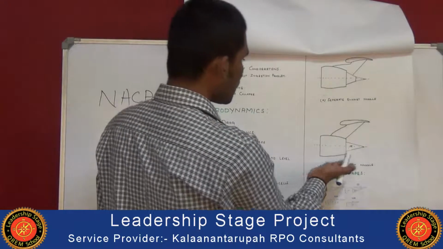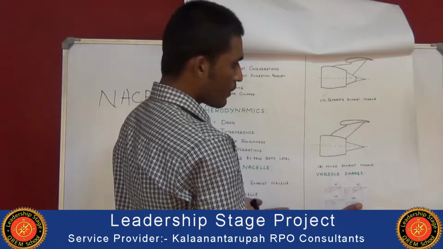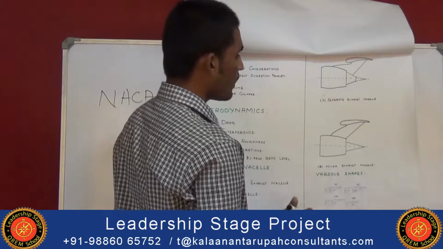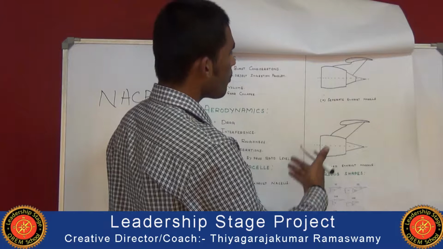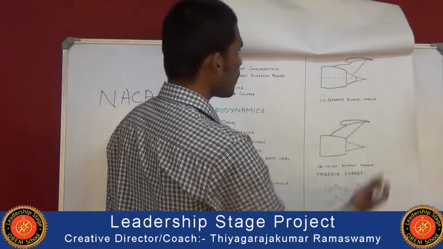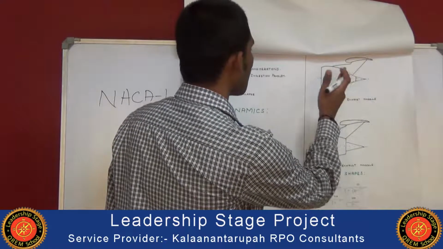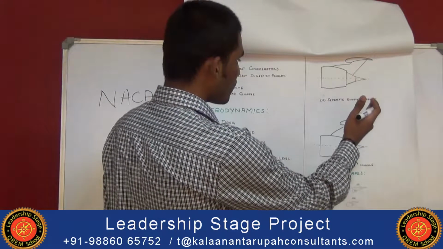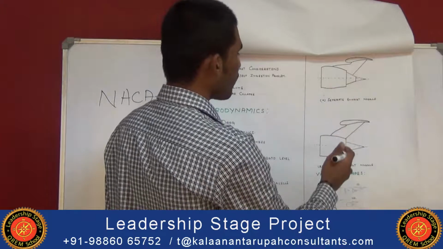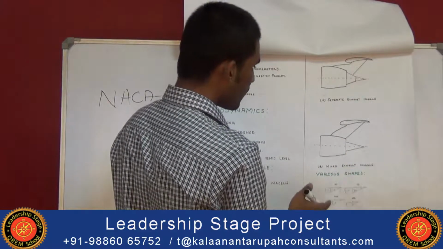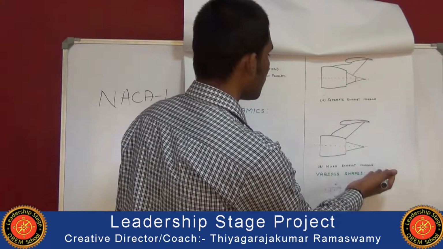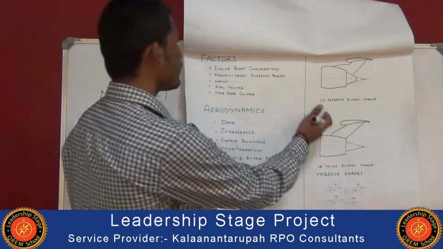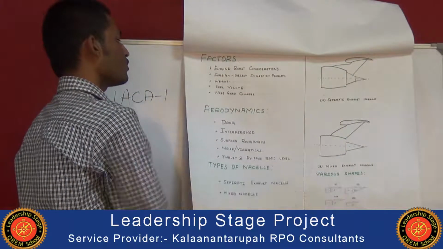And next one is the mixed exhaust nozzle. In the mixed exhaust nozzle, the exhaust of the thrust within the engine is at low velocity, and it gives better performance compared to the separate exhaust nozzle. This diagram shows the separate exhaust nozzle and the mixed exhaust nozzle. Separate exhaust nozzle has a high velocity for better performance, and mixed exhaust has a low velocity within the engine for better performance.